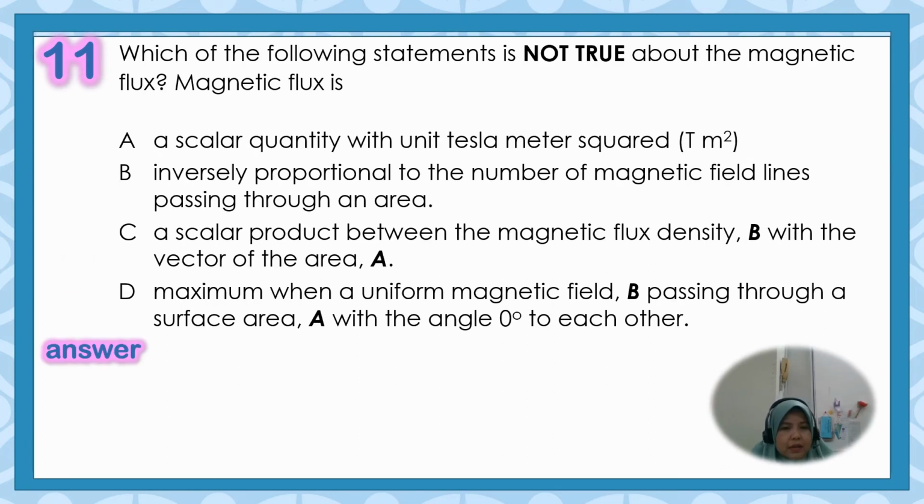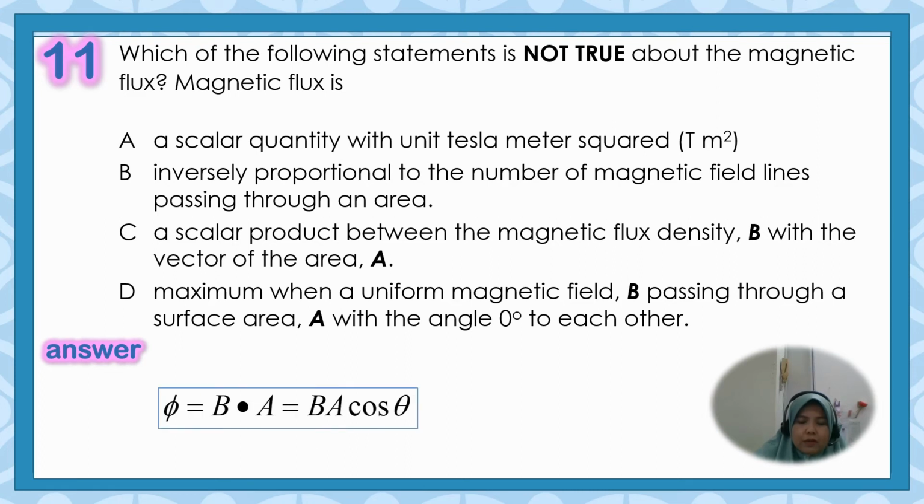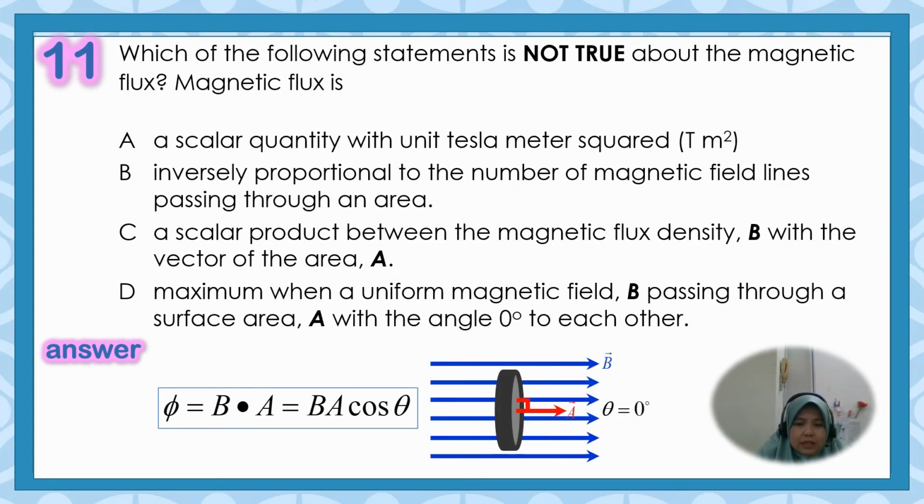And then question number 11, which of the following statements is not true about the magnetic flux? Please take a look carefully at the choices given. Magnetic flux is a scalar quantity, and for the unit, we refer to the equation phi equal to B dot A. B is Tesla, A is meter square, so Tesla meter square. And then inversely proportional to the number of magnetic field lines passing through an area. If you look at that, magnetic flux is directly proportional to B, right? So that's why the answer is B actually.